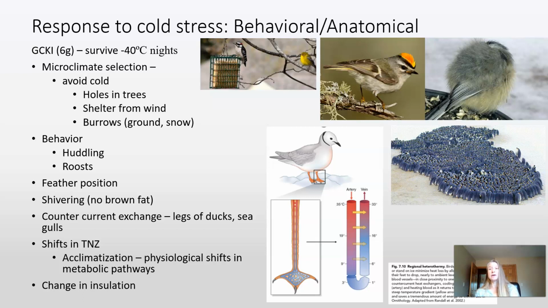These guys are smaller than our chickadees. And they have multiple adaptations. Their feather coat is so insulative that they can put air spaces underneath it to help maintain and insulate them, as well as some other behavioral and physiological things to maintain temperatures and stay alive. So in general, behaviorally, birds could use microclimate selection. They could avoid cold by finding holes in trees, sheltering from the wind, or going into burrows, whether in the ground or in the snow.